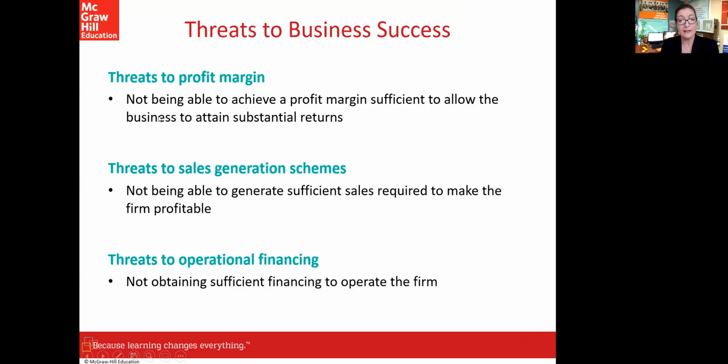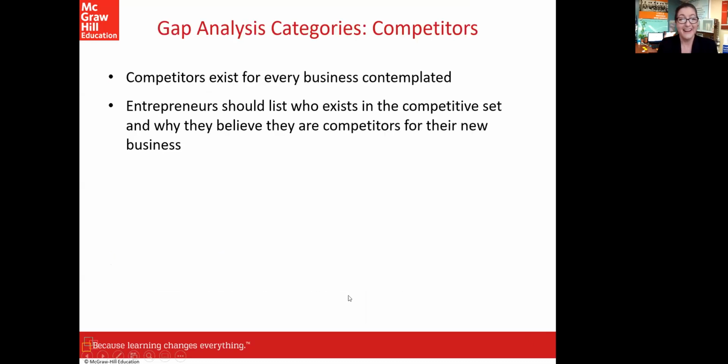So three threats that we must recognize for each and every business are threats to the profit margin. In other words, not being able to achieve the profit margin that is sufficient to allow the business to thrive, to allow the business to attain substantial returns, right? This is a threat. There's also threats to sales generation, not being able to generate sufficient sales to make the firm profitable. And then there's risk to the operational financing. In other words, things cost more than what you might imagine. Things also take far more time than what you might expect. So these are generic threats to a business.